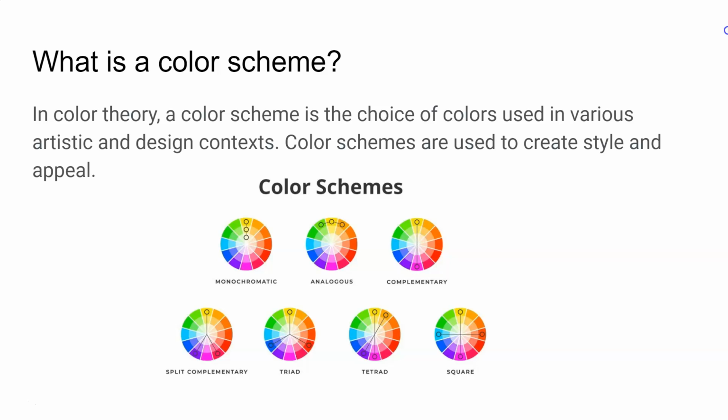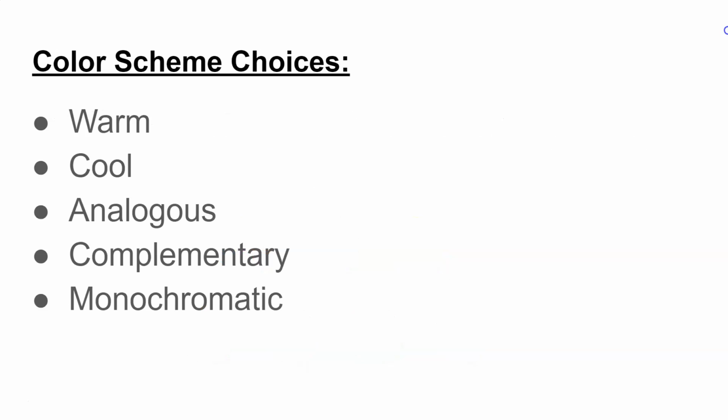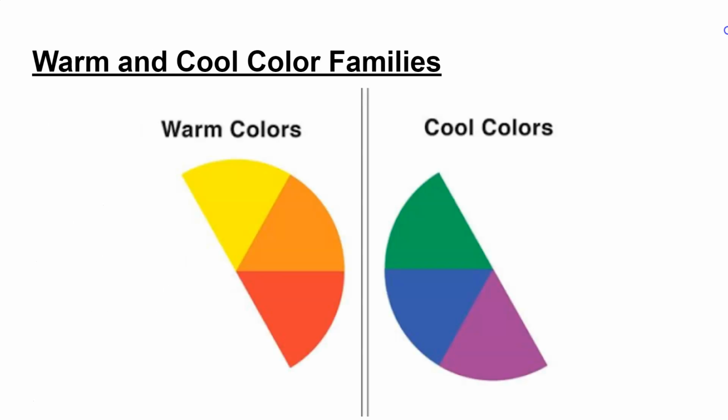There are a bunch of different color schemes. You can see some listed there. We'll be talking about some of those and also a few that you're already very familiar with. We're going to be discussing warm colors, cool colors, analogous colors, complementary, and monochromatic. You can select one of those to use for your design.